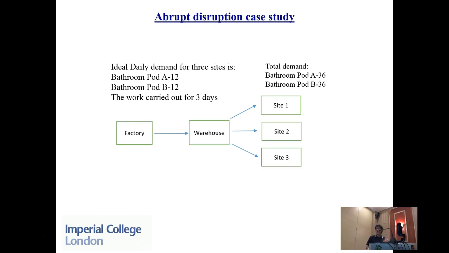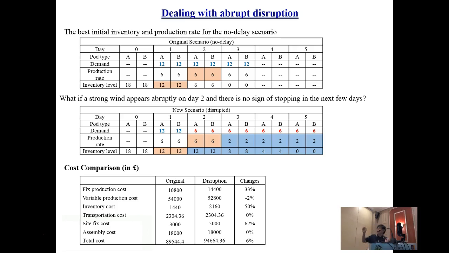Okay, and also for this case, another instance of the model has been developed, also based on a case study of bathroom parts and with different numbers. Let's say the upper part of the slide shows the original planned assembly plan, and the model can propose the corresponding initial inventory and the production scheme. And let's say a strong wind happened on day 2 and there's no sign of stopping, making the demand become half of the original. Then, in this case, the model is able to stick to the production quantity on day 2 and propose the best production scheme on day 3 and beyond.